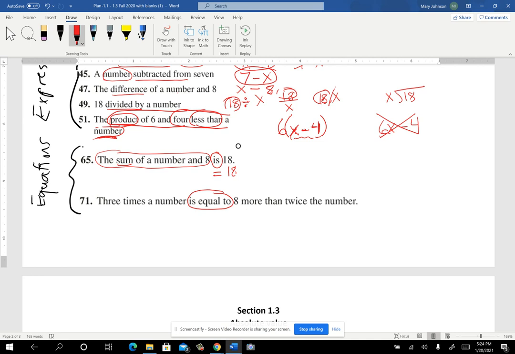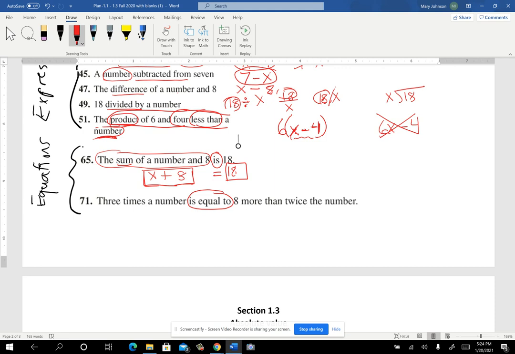Okay, so this one said the sum of a number and 8. So if we let x be our number, sum indicates addition. So you would do x plus 8. When you do these on MyMathLab, it's going to have a little place for you to put that in like that, and then it'll have a box on the other side as well.